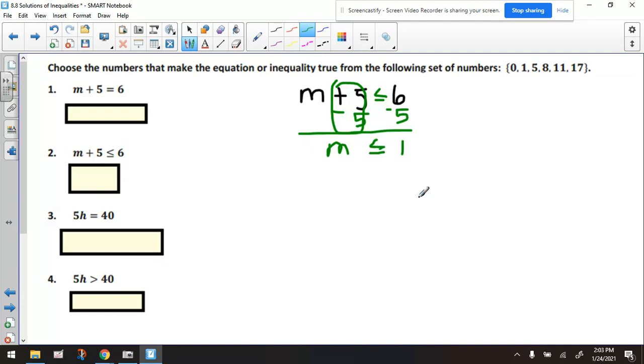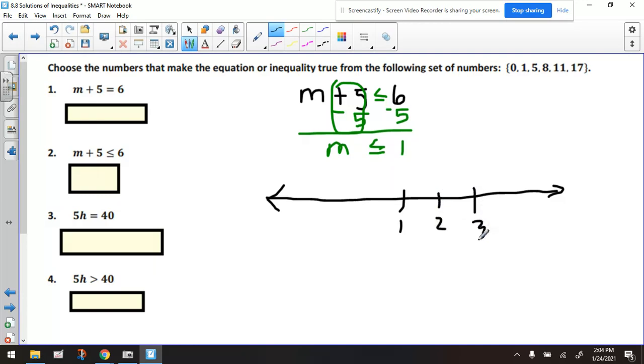Now, what I always recommend when you're solving an inequality is to graph it. And if we graph it, we just make a quick number line. We think about what we got here, which is 1. We think about numbers that might be greater than that, such as 2, 3, etc. We think about numbers that would be less than that, such as 0, -1, etc.